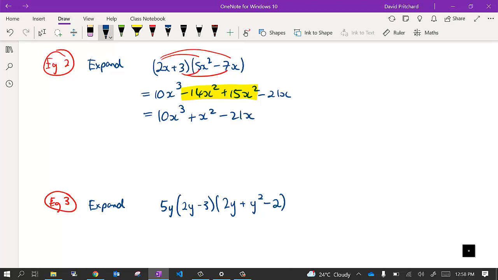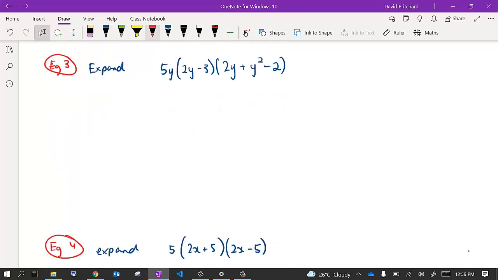Okay, so nice and straightforward as long as we follow our processes and we're careful with our index laws and making sure those powers are correct. Next one's a little bit more complex. We've got a scenario where we have to do multiple expansions. So I'm going to focus on the brackets first.